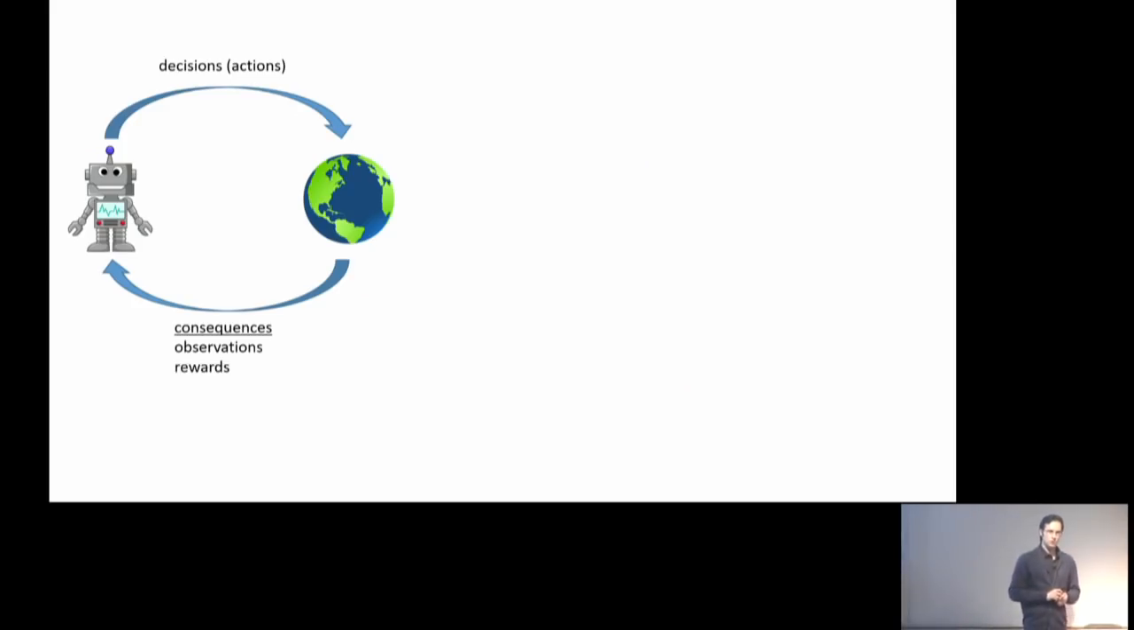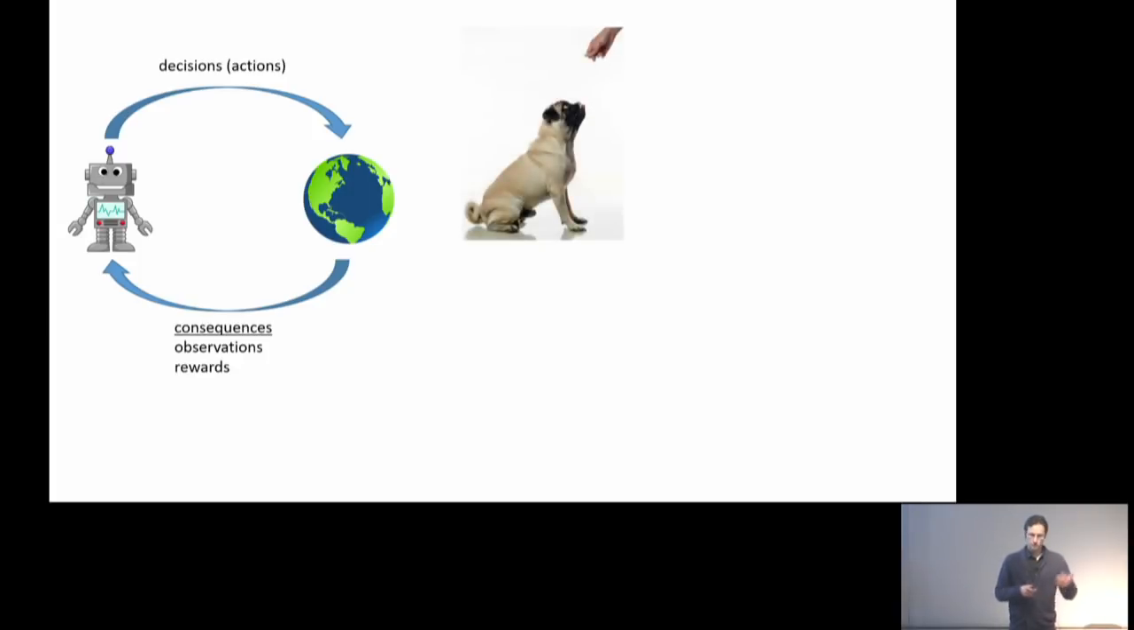Okay, so let's get into a little bit more detail here. So I mentioned that in reinforcement learning, we have an agent that makes decisions, which we call actions, and the world responds with consequences, which we call observations and rewards. So what are some examples of agents, decisions, consequences, etc.? Let's ground this in a few examples that we might care about.